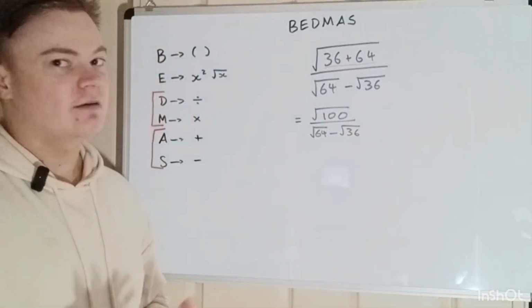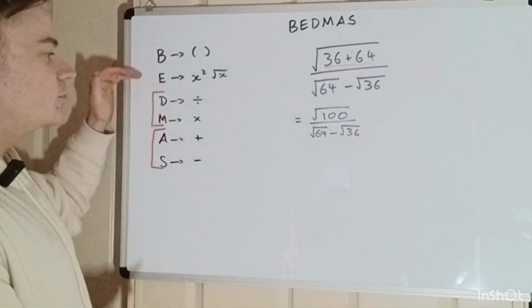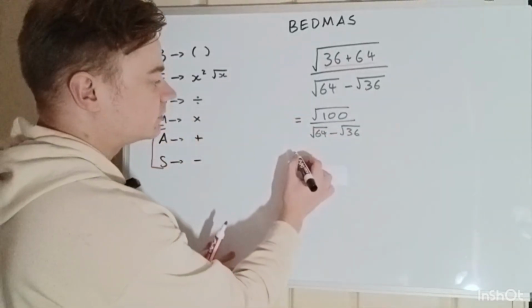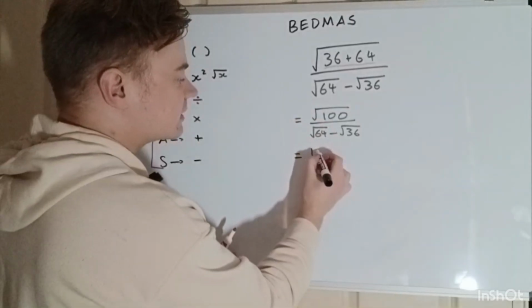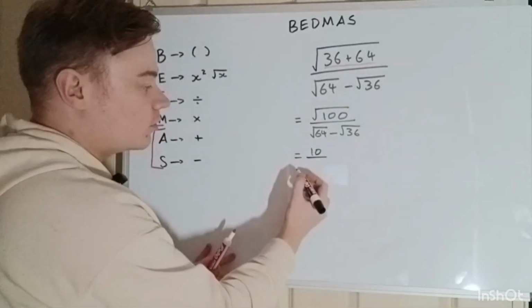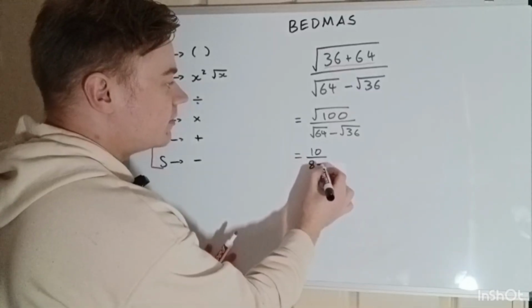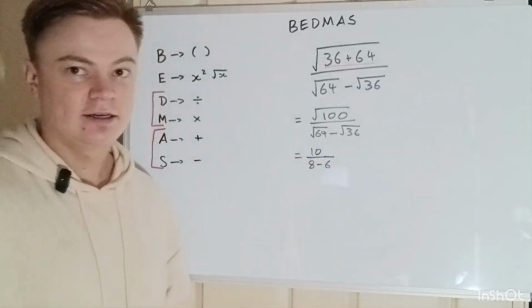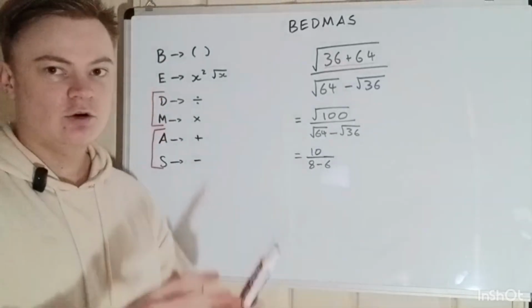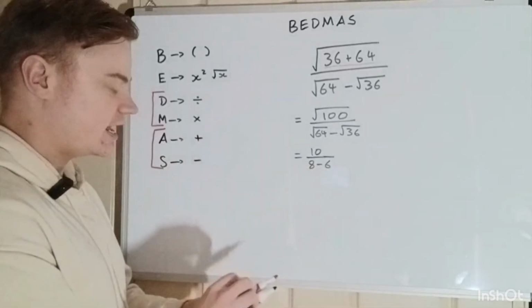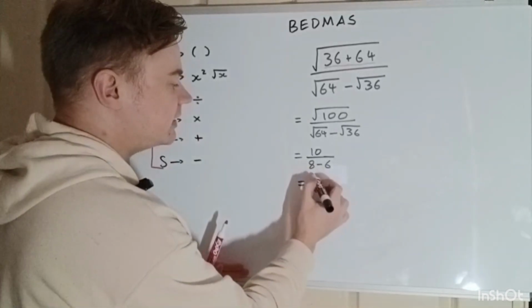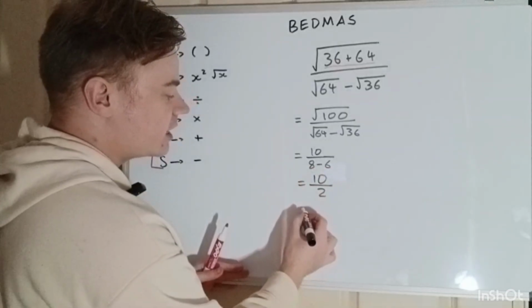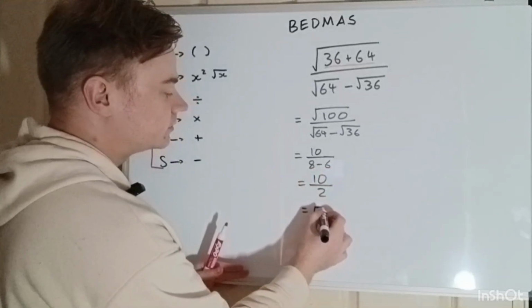So now we just go down our BEDMAS line. We don't have any brackets. We do have exponents. We have 3 square root signs, so that's what we're going to do next. Square root of 100 gets us to 10. 8 times 8 is 64, so the square root of 64 is 8. Minus the square root of 36 gets us to 6. So we've got 10 over 8 minus 6, and then we simplify the denominator as much as we can. 10 over, now 8 minus 6 is 2, and then 10 divided by 2 gets us to 5. And we're done.